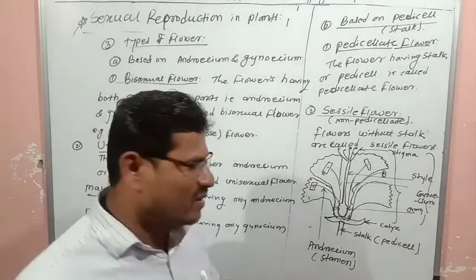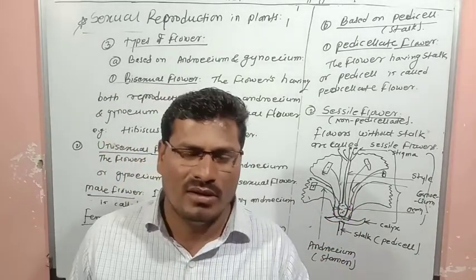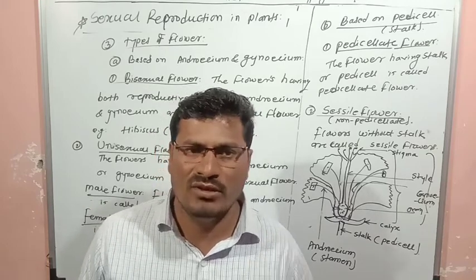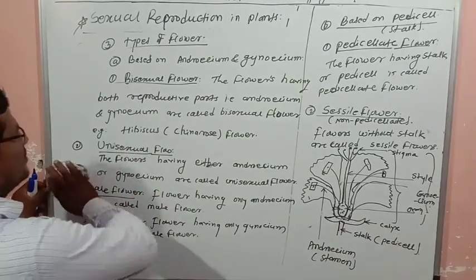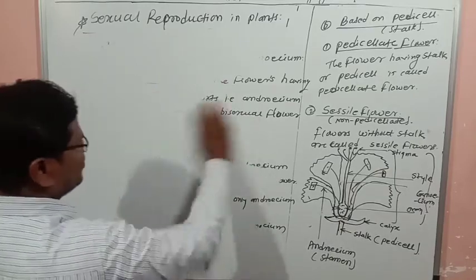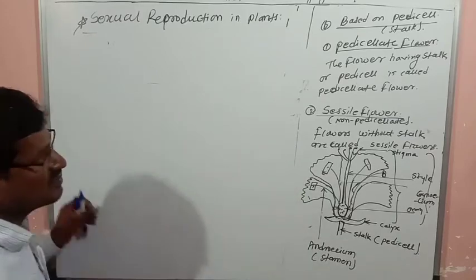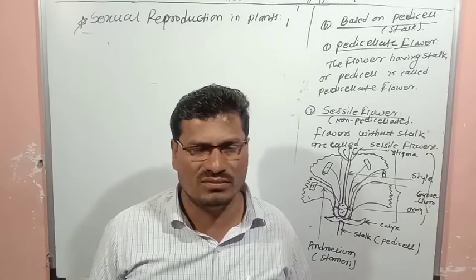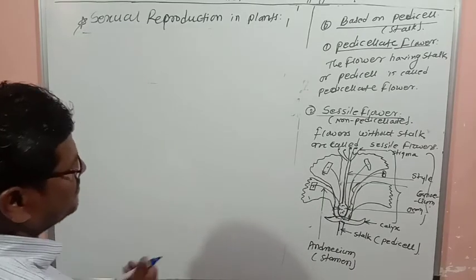Now the next part we are going to study is fertilization and pollination. So up to here you understood, I think. In the next point we are going to see how pollen grains are transferred from one flower to another flower. So just give attention.